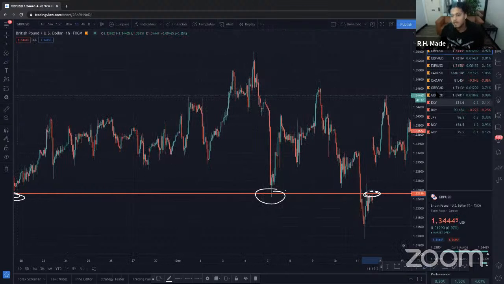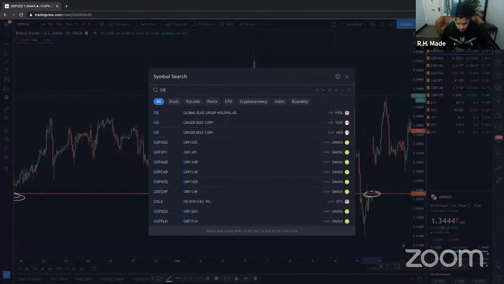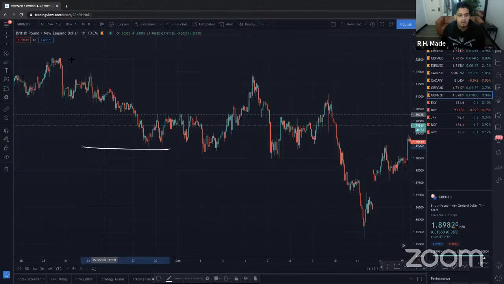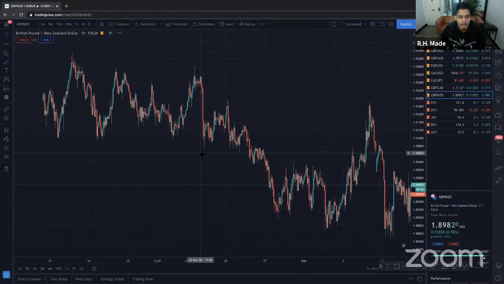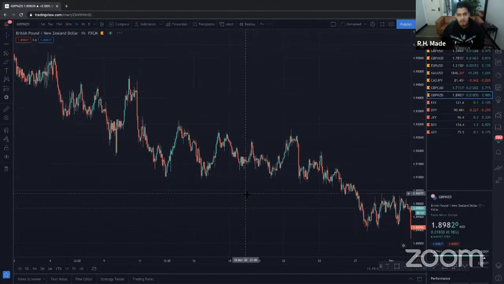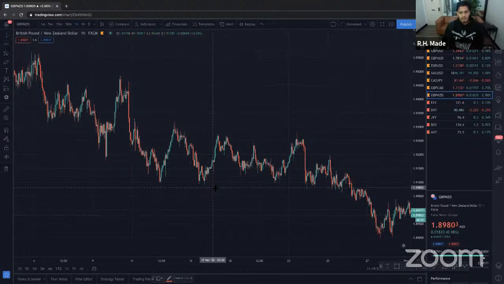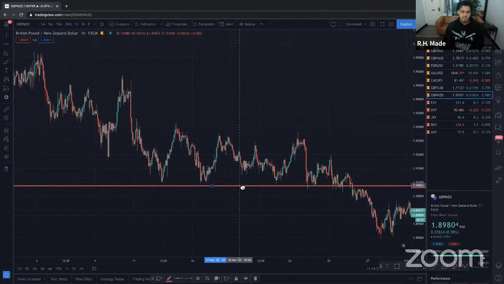So we're gonna look at another pair. We're just gonna do one more example on how to find them. As soon as you look at your chart, this area right here jumps out at you, right? You're noticing a lot of movement here, a lot of rejections, a lot of wicks. It's a lot of noise in this area.